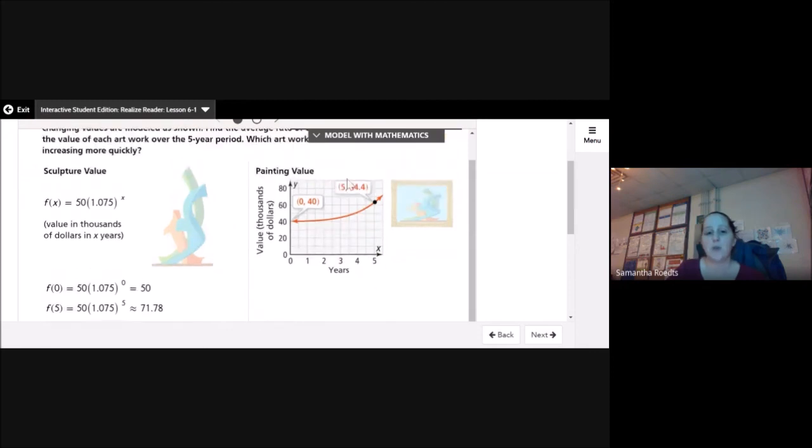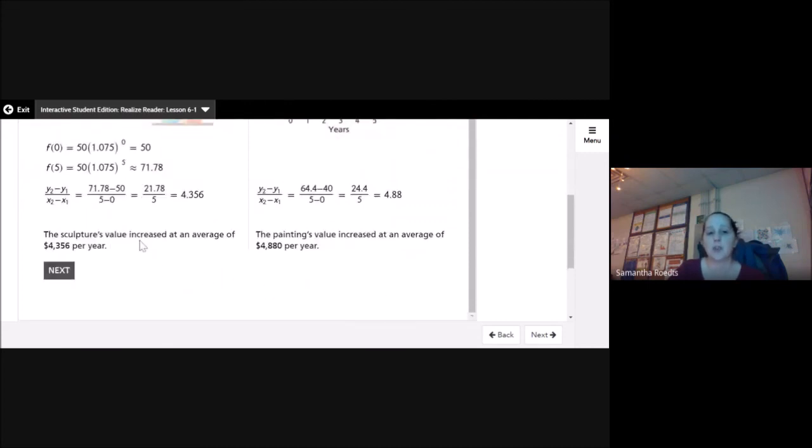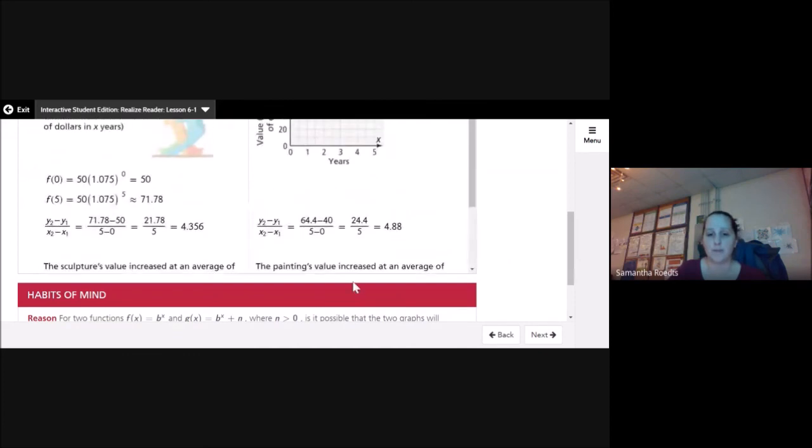Okay, same thing for my painting value. They didn't give me the function, but they actually gave me the 2 points. So I use those 2 points. I subtract my y values divided by my subtracted x values. So I get 24.4 over 5, which equals 4.88. Okay, so the sculpture's value increased at an average of $4,356 per year, while the painting's value increased at an average of $4,880 per year. So over the 5-year period, the value of the painting increased at a greater average rate than the value of the sculpture.